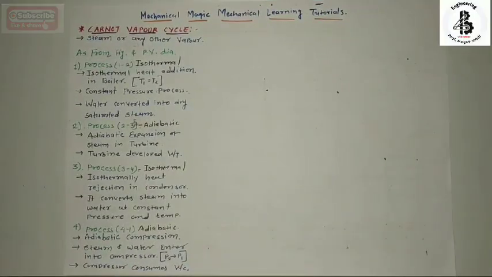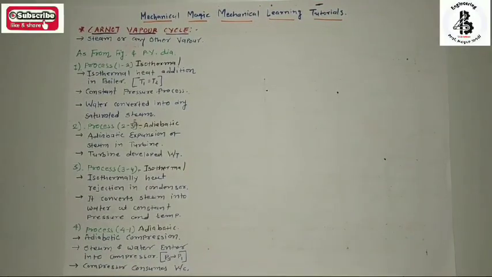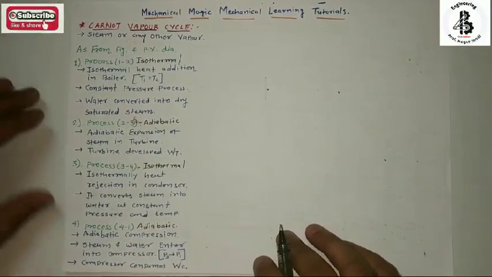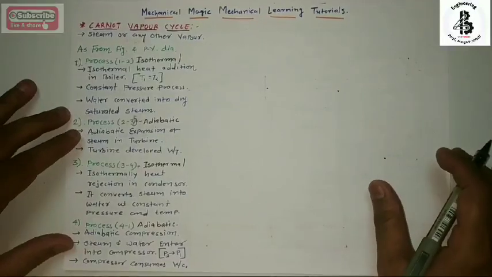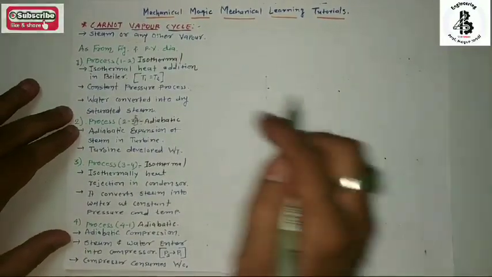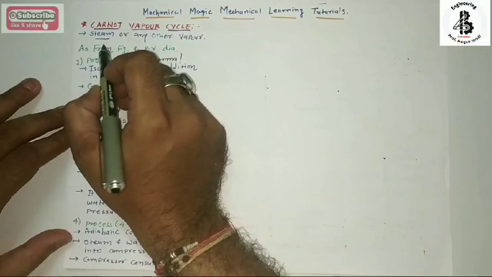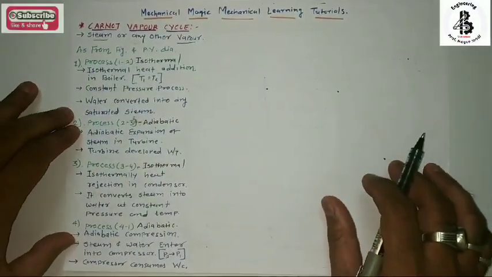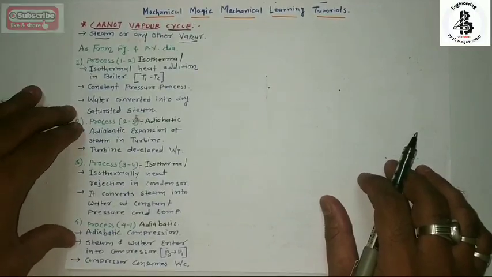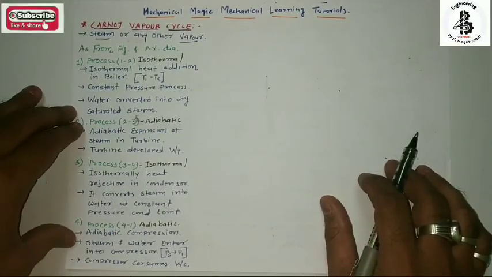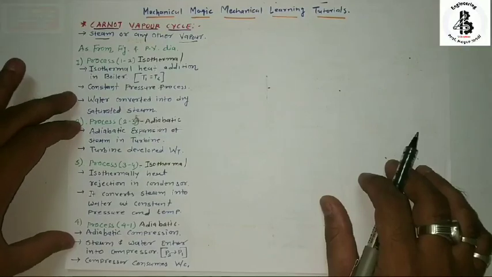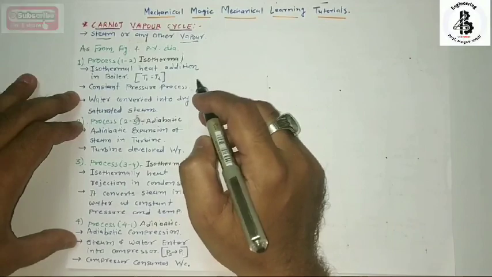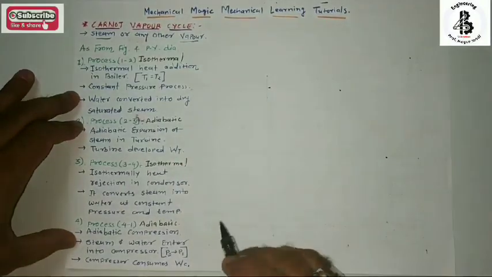So in this video I am talking about the Carnot vapor cycle. Basically, in the case of the Carnot vapor cycle, the working substance, that will be steam or any other vapor form, is being used as a substance. As we discussed in the previous video on Carnot cycles, two isothermal processes and two adiabatic processes occur.